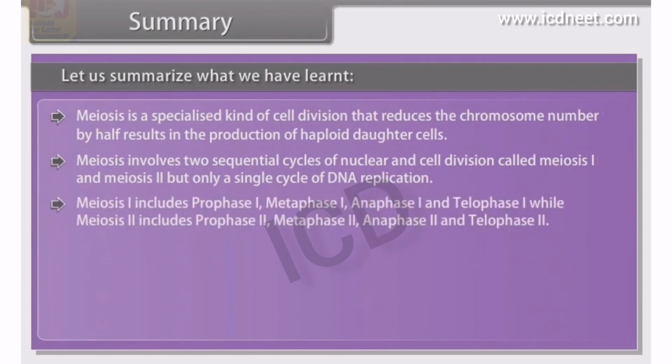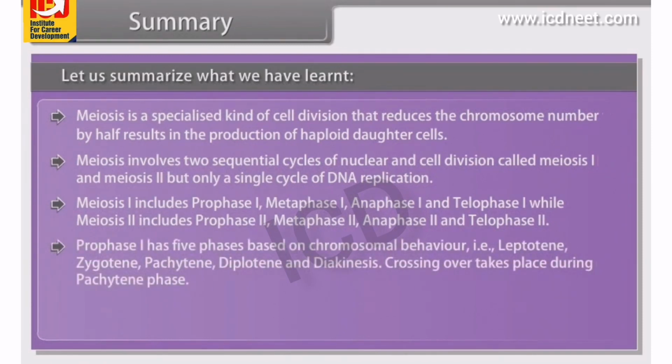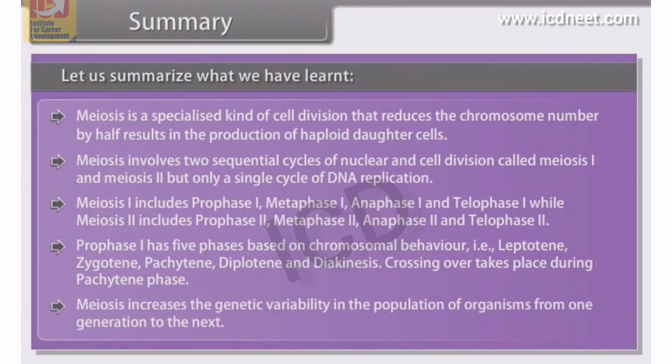Meiosis I includes prophase I, metaphase I, anaphase I, and telophase I, while meiosis II includes prophase II, metaphase II, anaphase II, and telophase II. Prophase I has 5 phases based on chromosomal behavior, that is, leptotene, zygotene, pachytene, diplotene, and diakinesis. Crossing over takes place during pachytene phase. Meiosis increases the genetic variability in the population of organisms from one generation to the next.